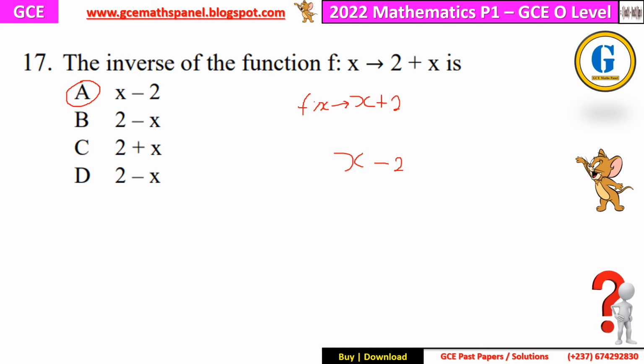So whenever they give it like this, open your eyes, adjust it. Because if you take x and then add 2 to it, you have x plus 2. So you take x, subtract 2, you're going to have the inverse. So that's the inverse of that function.